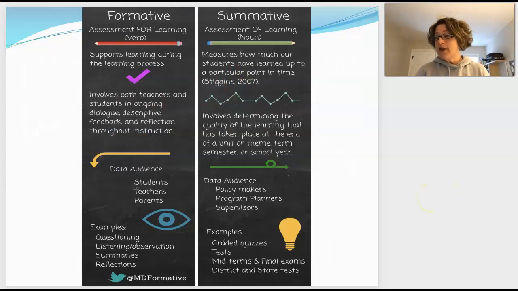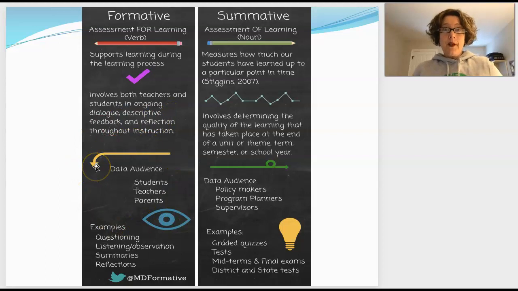Okay, I think this again is just a bit of an overview, a review: formative and summative assessment. You'll also see assessment for learning. So this is helping the students learn. This is what you will also do as the teacher in order to make sure that the students are actually learning what, again, you want them to learn. So it involves both teachers and students, and ongoing dialogue, description, feedback, and reflection.